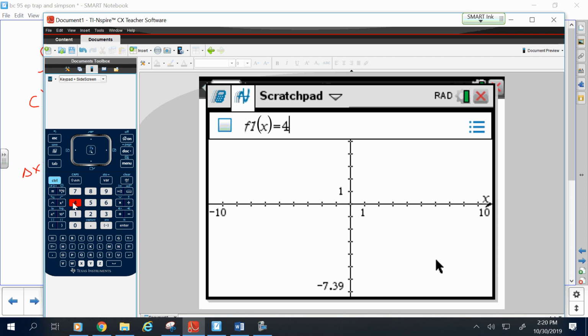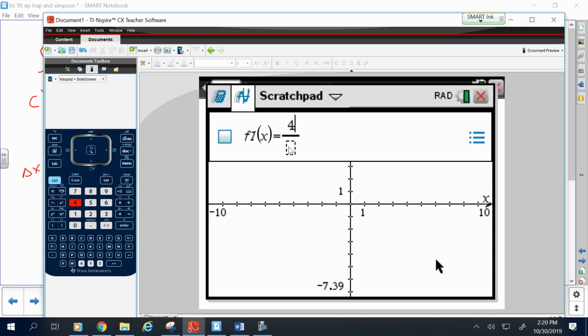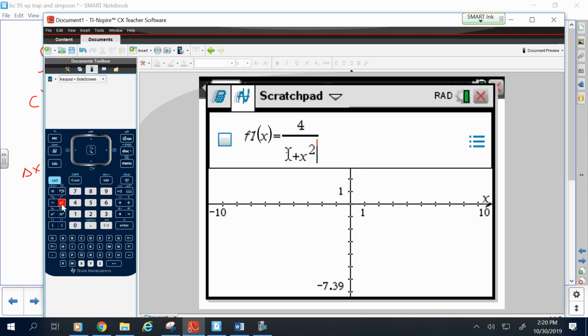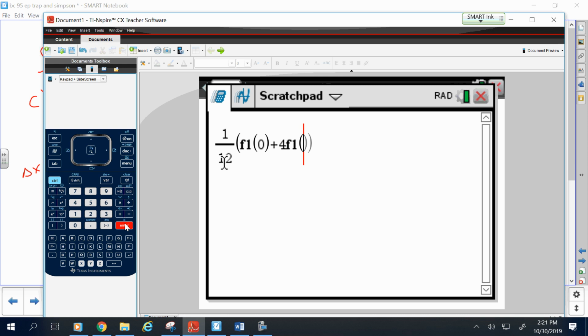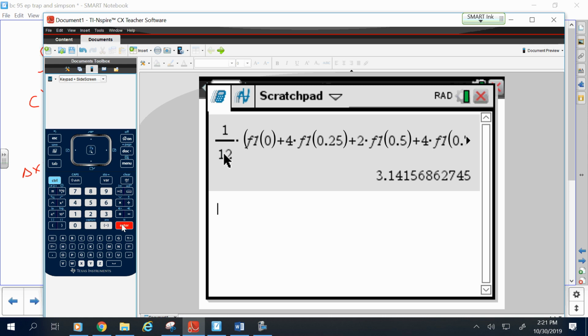What is that? 4. Okay. Boom. So 1 divided by 12. F plus 4 plus 4. Did you get 3.14156?